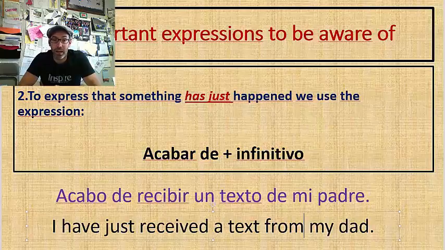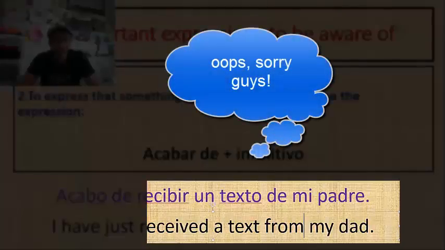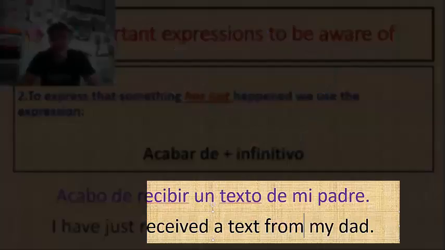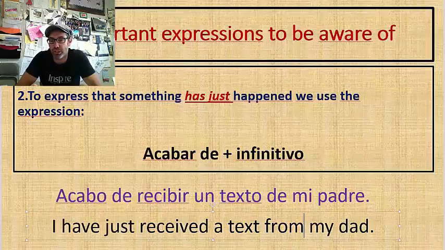So, acabo de recibir un texto de mi padre. I have just received a text from my dad. So I know I'm conveying a past action that's relative to the present, but in this case, the special piece of this expression is that it has just happened. And so we have a special expression, just like we do in English.